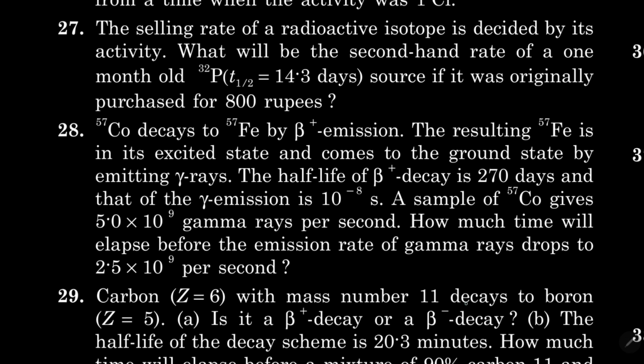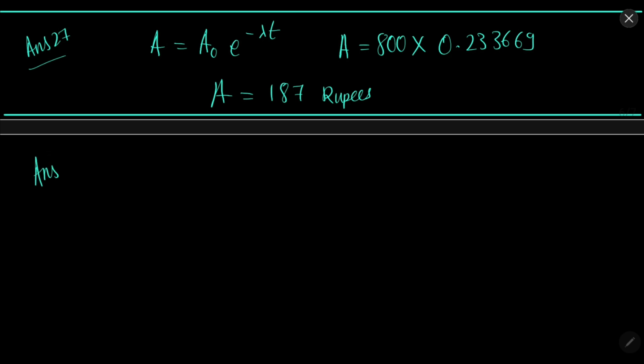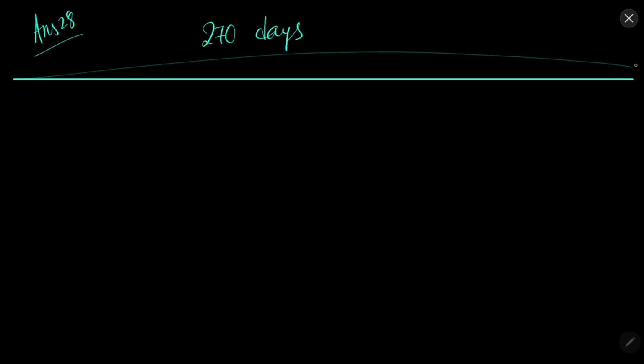In question 28, how much time will elapse before the emission rate of gamma ray drops to 2.5 into 10 to the power 9 per second? Solution 28. According to the question, it will drop to half when beta decay halves to the original value. So this sample would take 270 days. Therefore, time required will be 270 days.